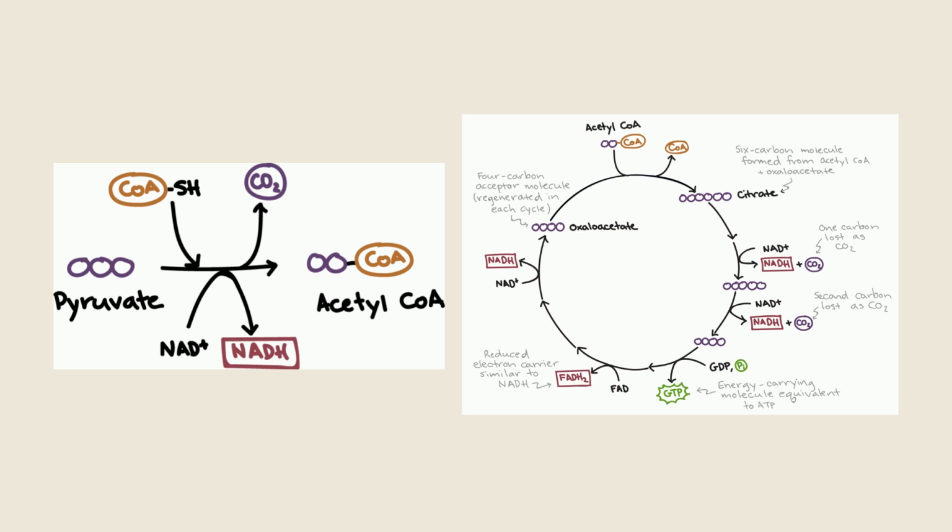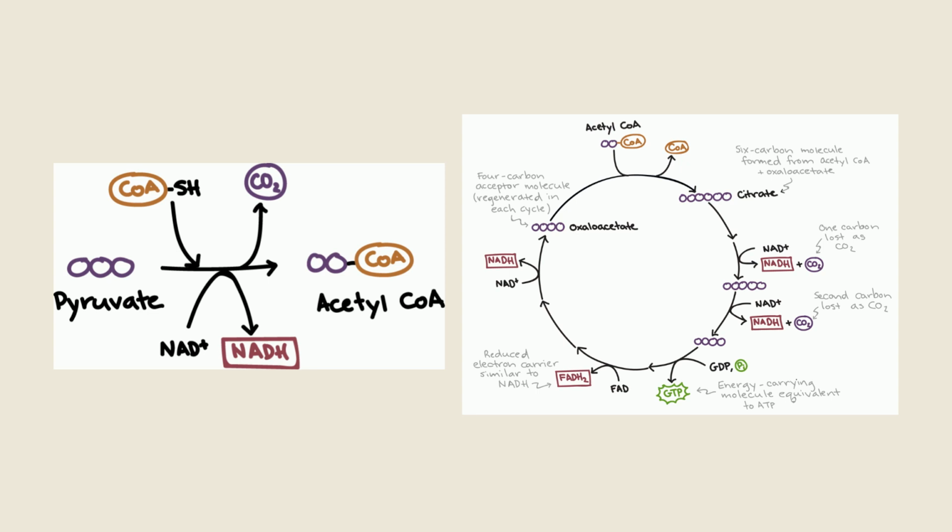What happens to pyruvate? Pyruvate will enter the mitochondria because it was produced in the cytoplasm of the cell.